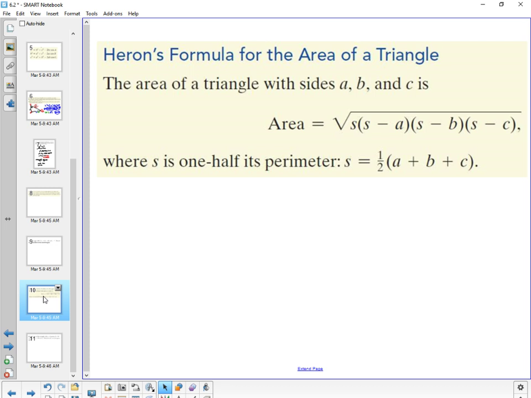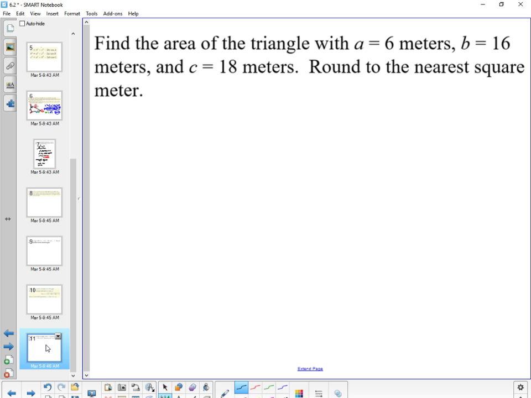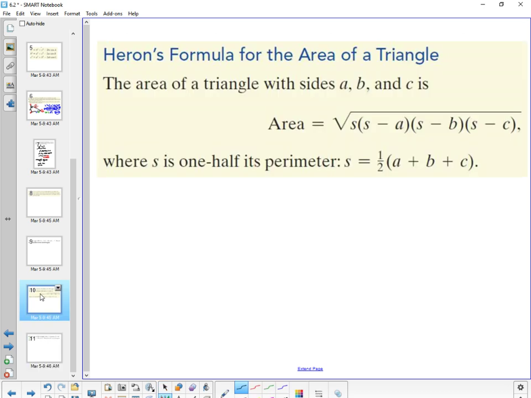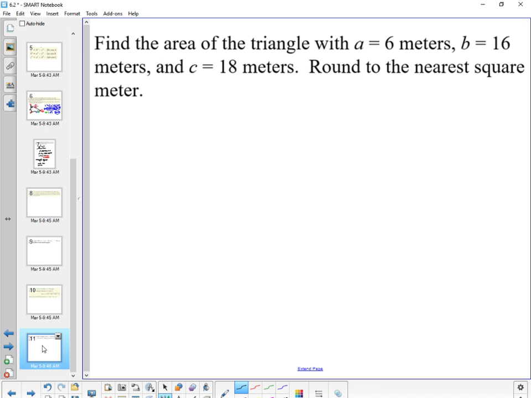Yes. Let's get back to this then. Let's apply this real quick. It's just 1 half A plus B plus C. So I've got 3 sides of a triangle. I know that one side is 6, another is 16, the other is 18. I want to find the area of this. So first let's find S.